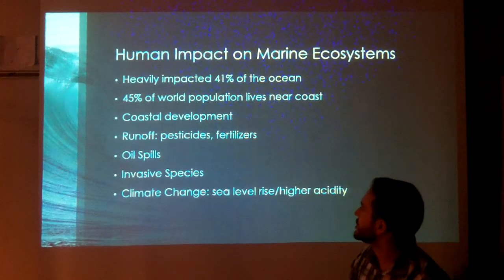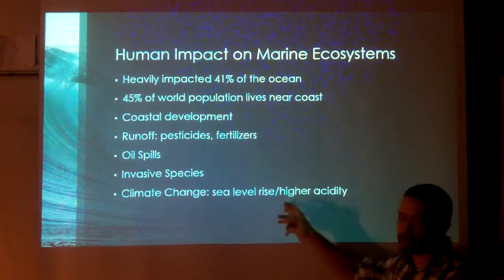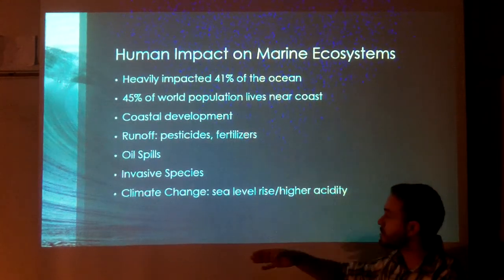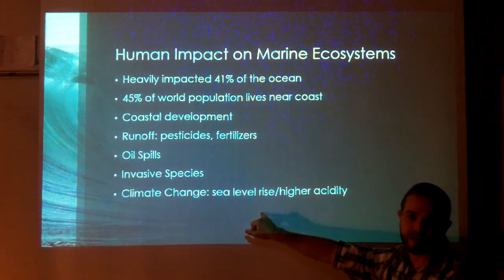And of course, climate change is leading to sea level rise and higher acidity. We discussed this earlier in the year, and we'll come back to that when we get to climate change, as well as sea level rise and how much sea level rise we can expect in the future.